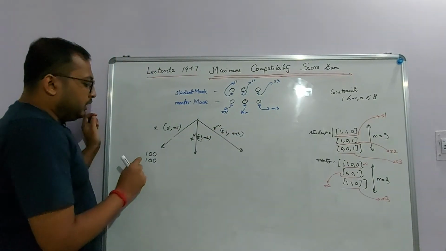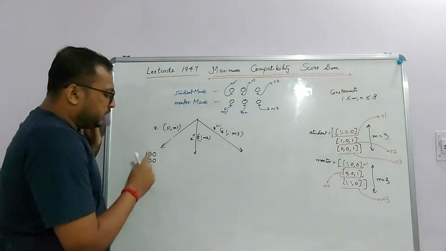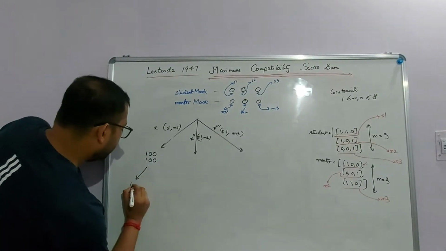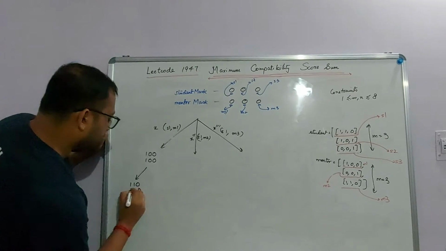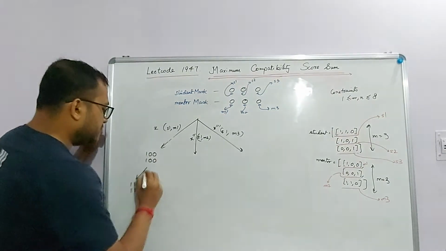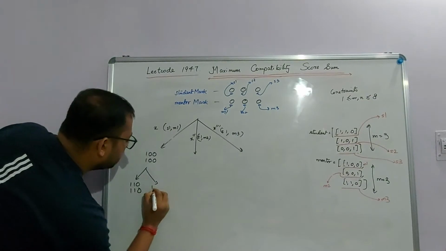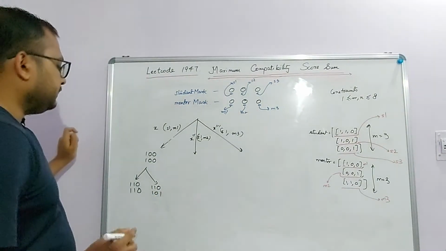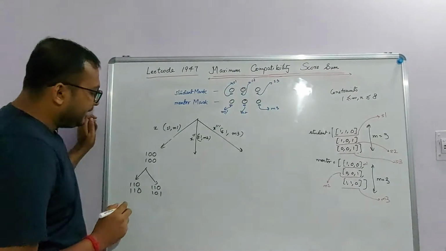Now student 2 is not yet matched and it can be matched against mentor 2. So let's try to match that. Okay, student 2 can also be matched with mentor 3. So let's try to do that as well. So we have 1 1 0 and 1 0 1. Okay, so let's move ahead.